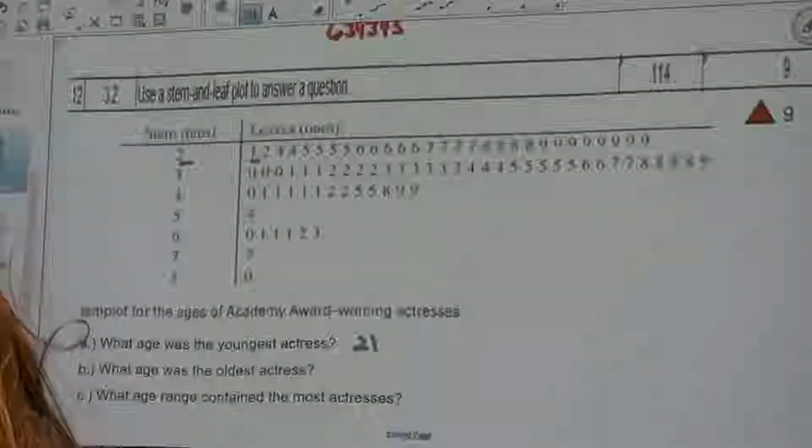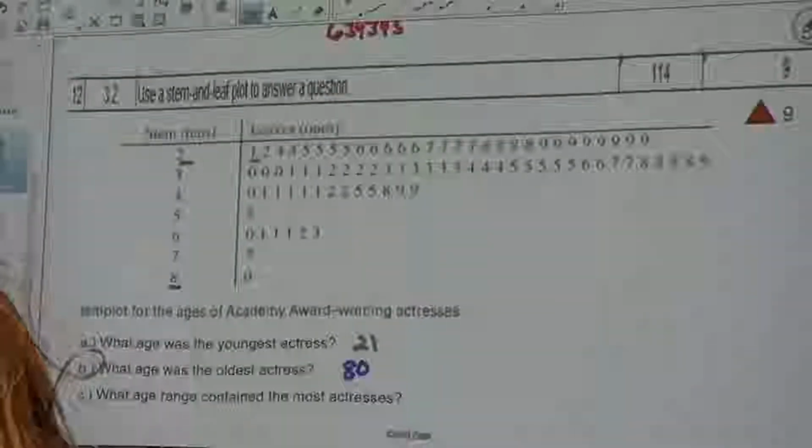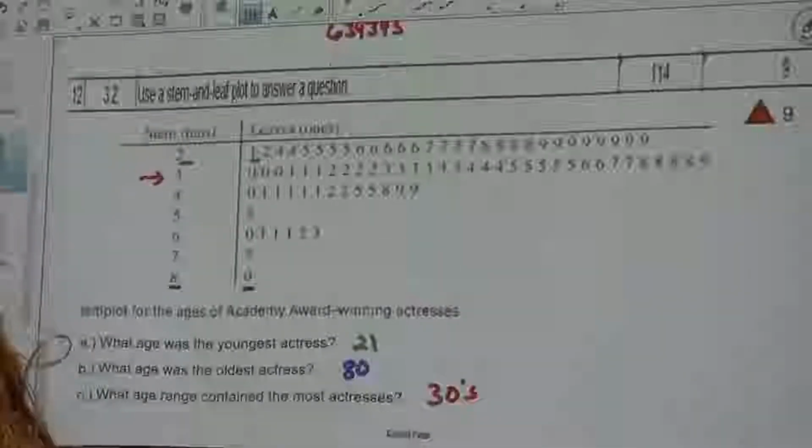21. What age was the oldest actress? 80. What age range contained the most actresses? 30s. In their 30s. I mean, I could have even said, let me throw another one in there. What if I said part D?